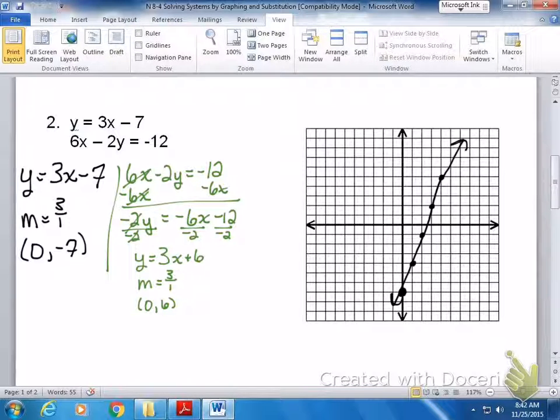So over 0, up 6. I'll make my first point. It's right here. Then my slope is 3 over 1, so I'm going to go up 3, right 1. I can't go any higher than that, so I can go the exact opposite. Instead of up 3, right 1, I can go left 1, down 3. Now I can connect those points together. Now, if you didn't notice this, because we had the equal slopes, you should notice it now. These lines are not going to intersect. They are parallel lines.